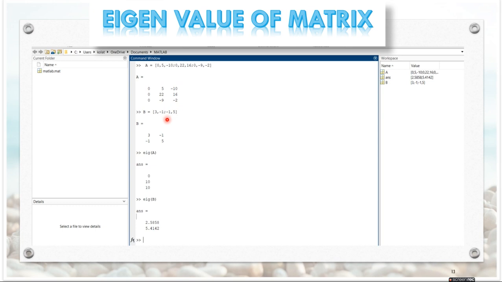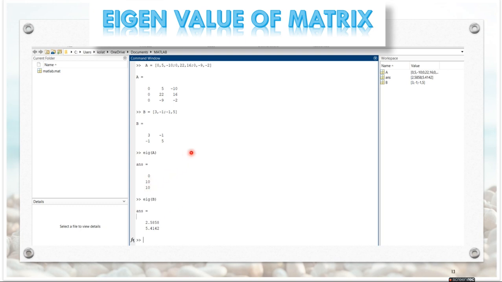And I have taken B, of order 2 by 2, 3 minus 1 as row 1 and minus 1, 5 as row 2. And here to find the eigenvalue of a matrix, we need to use a function called EIG with parentheses. Inside the parentheses, we need to write the matrix name, that is A or B. I am going to find the eigenvalue of A. So EIG of A gives me the answer 0, 10, 10.